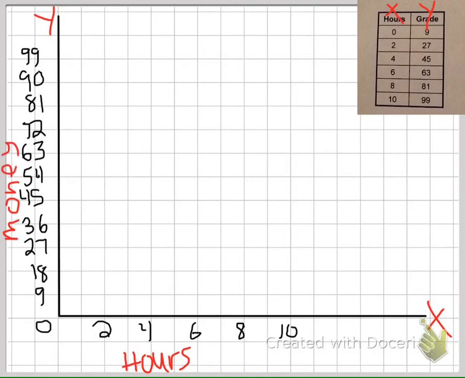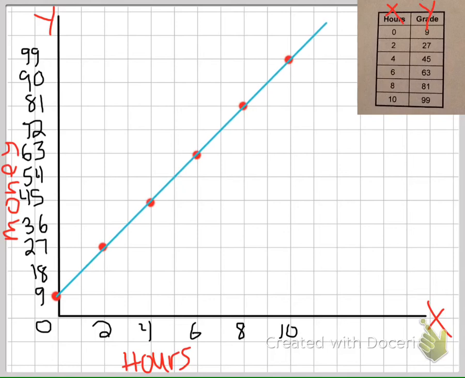Okay, now I'm going to graph. So at 0 hours, I make $9. 2 hours, I make 27. 4 hours, I make 45. 6 hours, 63. 8 hours, 81. 10 hours, 99. And then I can connect them with a line. And I have my graph.